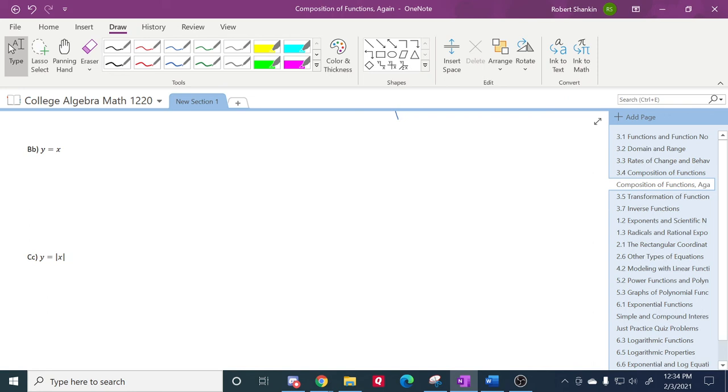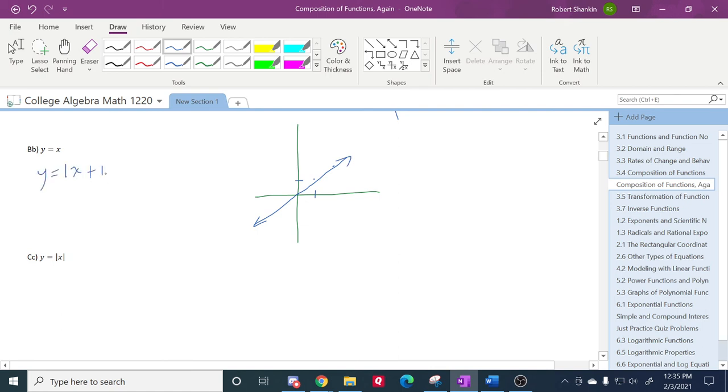Alright, so y equals x. When the input is 1, the output is 1, input is 2, output is 2, you get a 45-degree angle. And the same thing with negatives. Input is negative 1, the output's negative 1. So it's this line, or you could have seen it as y equals 1x plus 0, y-intercept of 0, a slope of 1, rises 1, runs 1, moves over like that.